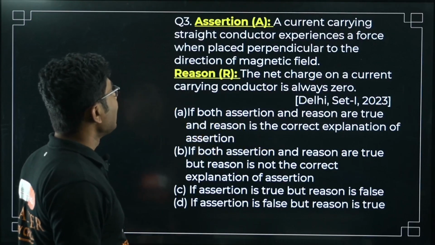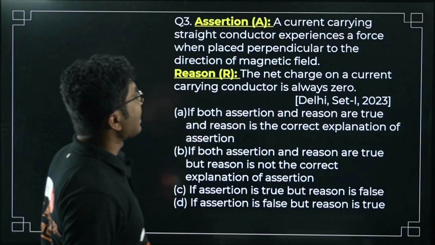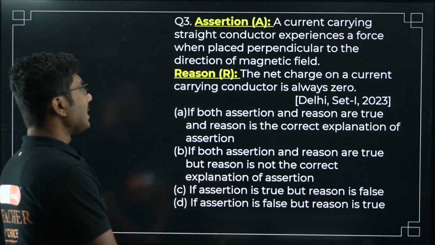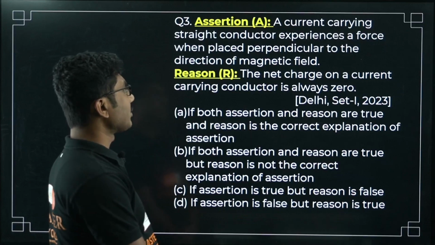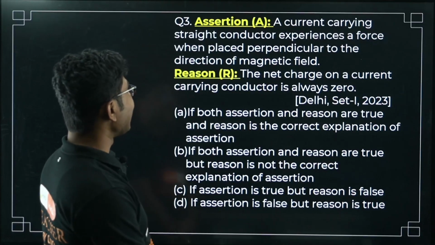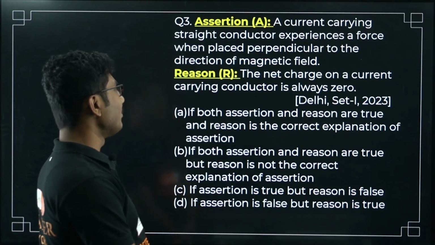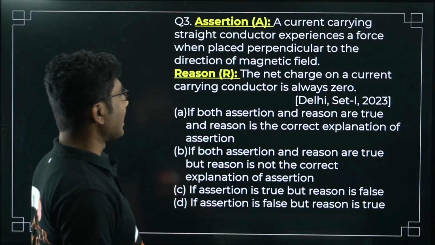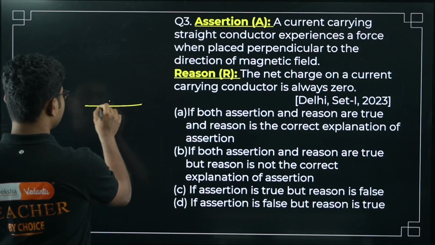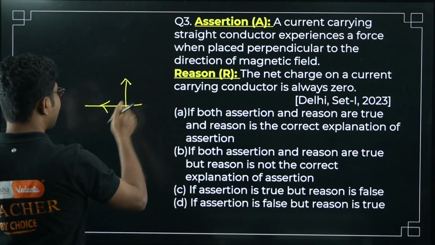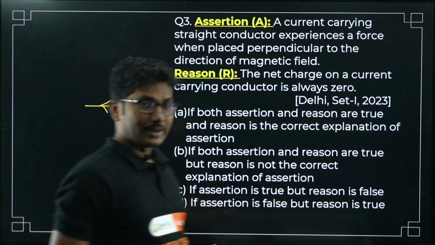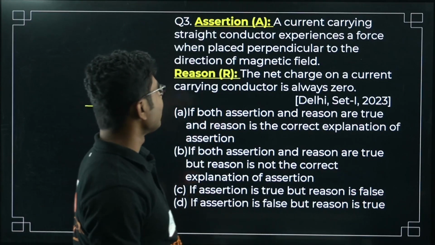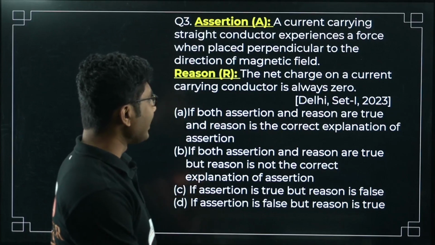Now next is an assertion reason based question. A current carrying straight conductor experiences a force when placed perpendicular to the direction of magnetic field. So with a current carrying conductor in a magnetic field, there will be some force. We can calculate the direction of force using Fleming's left hand rule. The net charge on the current carrying conductor is always 0.